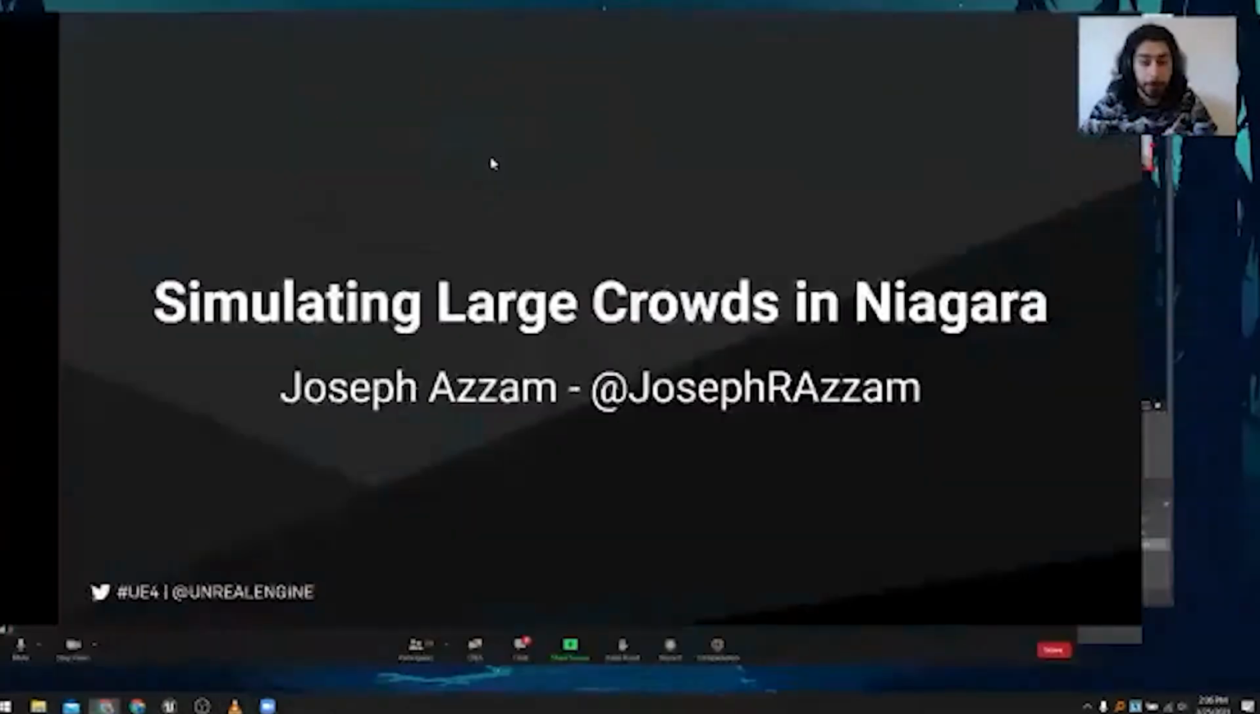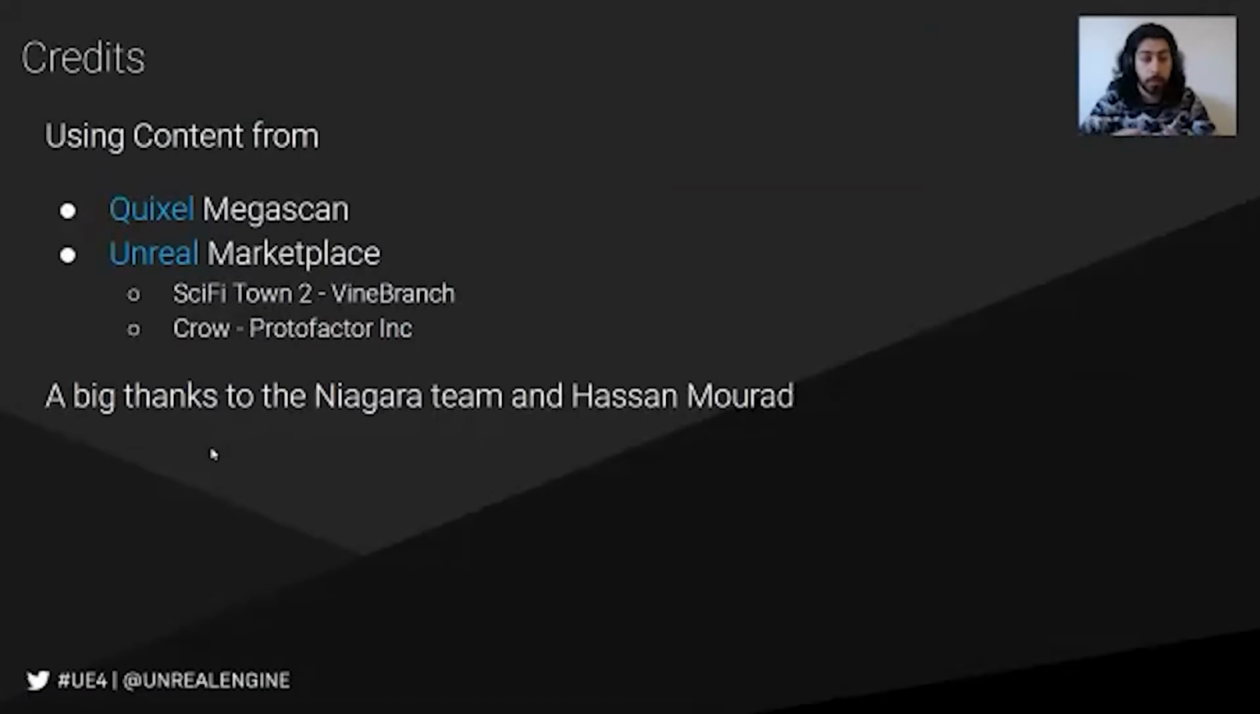All right. Let's talk a bit about AI. But first, I would like to mention the assets that I used. To create my scene, I used some of the Quixel Megascans assets. From the Unreal Engine Marketplace, I got the Sci-Fi Town 2, Vine Branch, and the Crow Protofactor Inc. for the birds. I would like to thank the Niagara team for helping me answer my questions and getting me familiar with the tool. I would also like to thank Hassan Murad for his help as well.